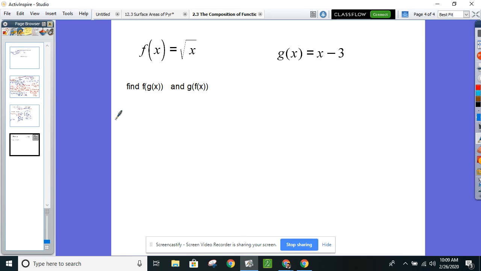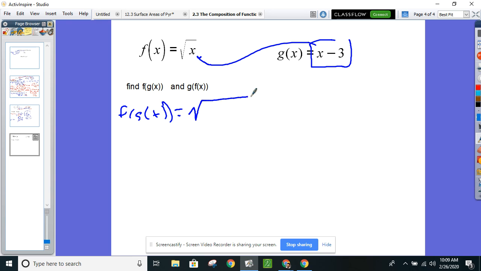Same thing, f of g of x. That means we're taking this g of x function and plugging it in for the x. So the only thing that's left there is the radical, and you're plugging that whole thing in. So it'd be x minus 3. That's as simplified as you can do it. You can't do anything past that. So we let it be as it is.